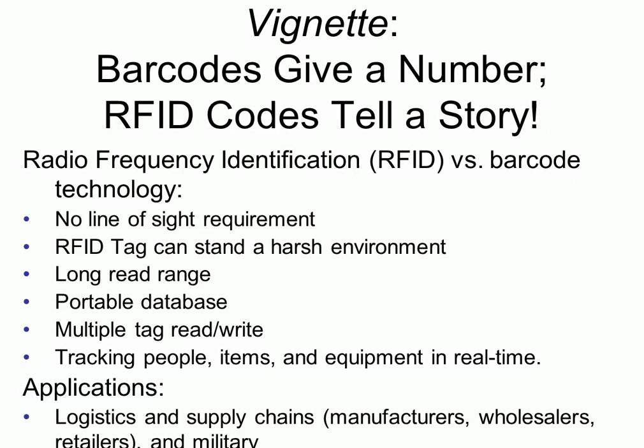Barcodes give a number, RFID codes tell a story. Radio frequency identification, also known as RFID, versus barcode technology. No line of sight requirement when using RFID. RFID tag can stand harsh environments. Also, RFID has a long read range. It includes a portable database, multiple tag read and write, tracking people, items, equipment in real time. And there are numerous applications for RFIDs, including logistics and supply chain, in manufacturing, wholesalers, retailers, and in military.